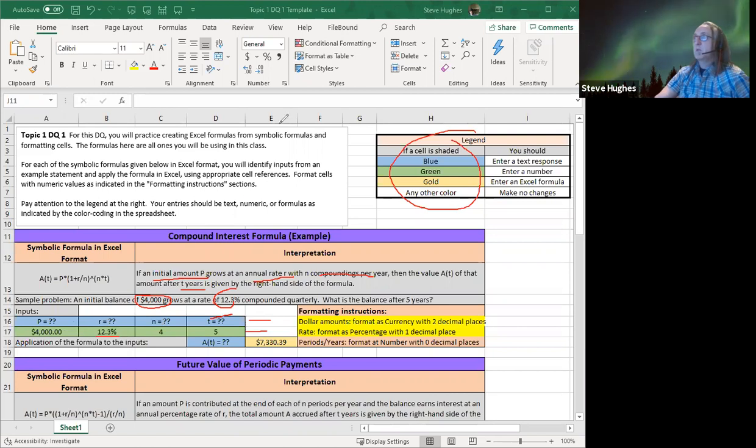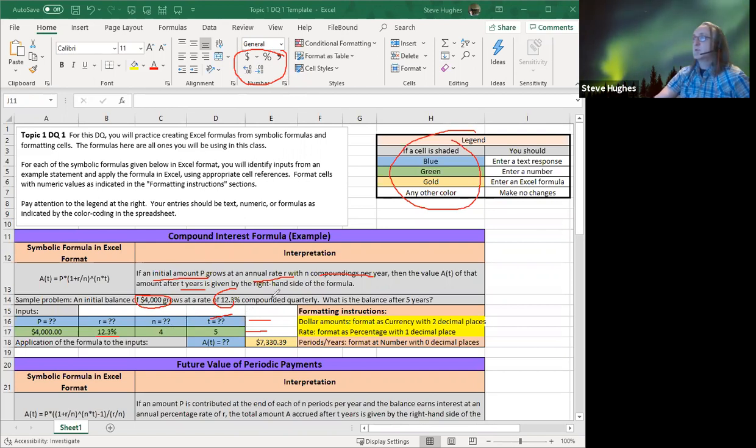0.123, and then I convert it to a percent right up here on the toolbar. Click the percent sign. It will then give you a percent. If you want to add another decimal place, then click the arrow to the left, which gives you another decimal place. Next, I typed in n equals 4.